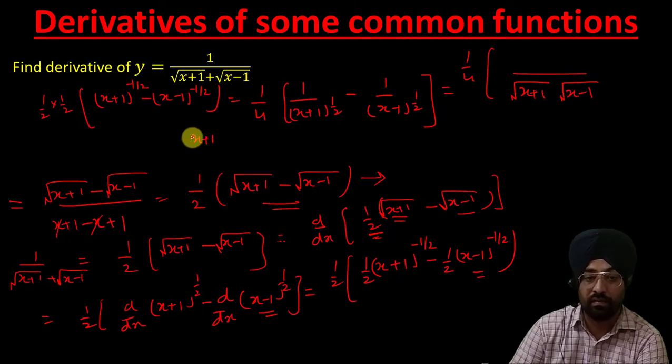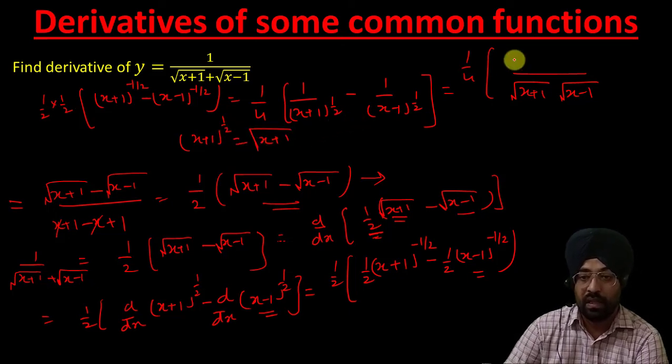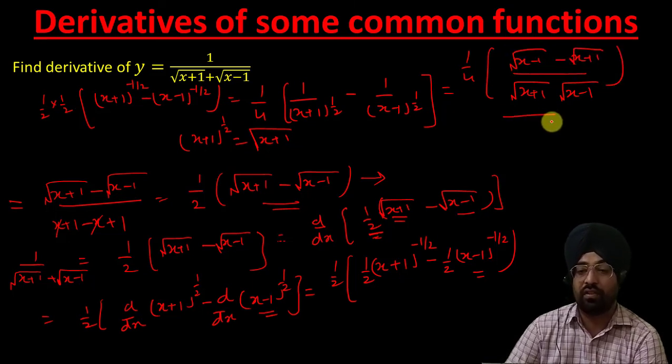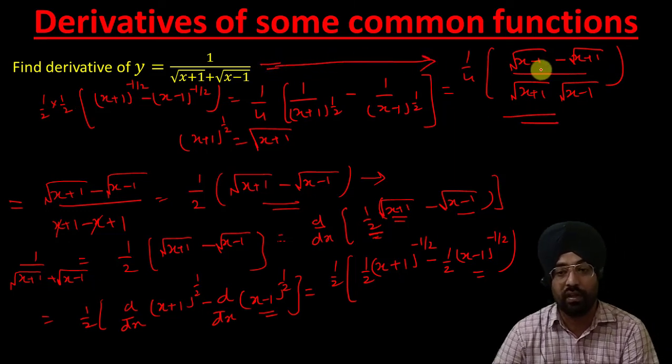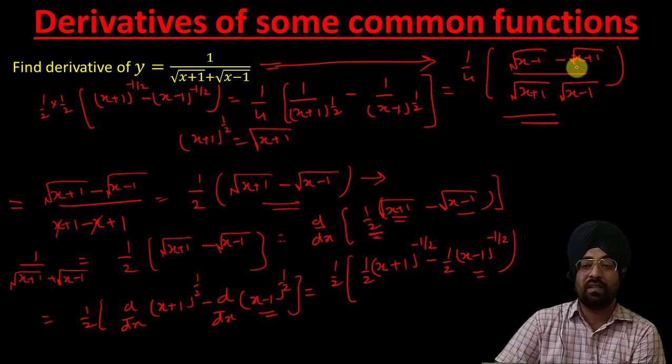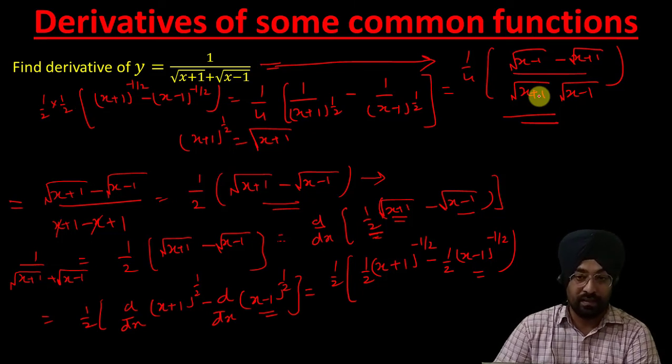Why I have taken this? Because (x plus 1) raised to the power 1 by 2 is square root of x plus 1. Now it becomes square root of x minus 1 minus square root of x plus 1. So that is your answer. The derivative of this function is 1 by 4 times (square root of x minus 1 minus square root of x plus 1) divided by (square root of x plus 1 into square root of x minus 1). So it was quite an easy numerical.